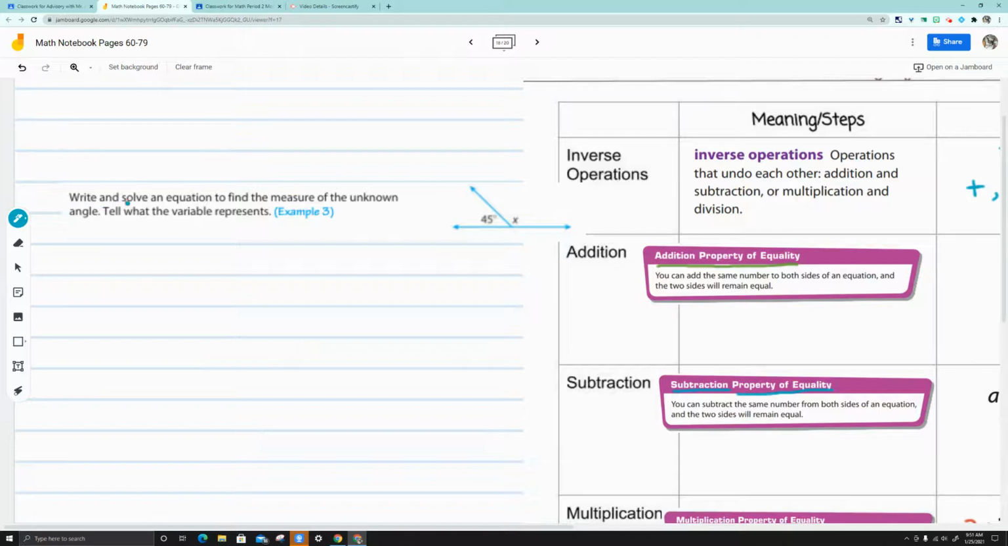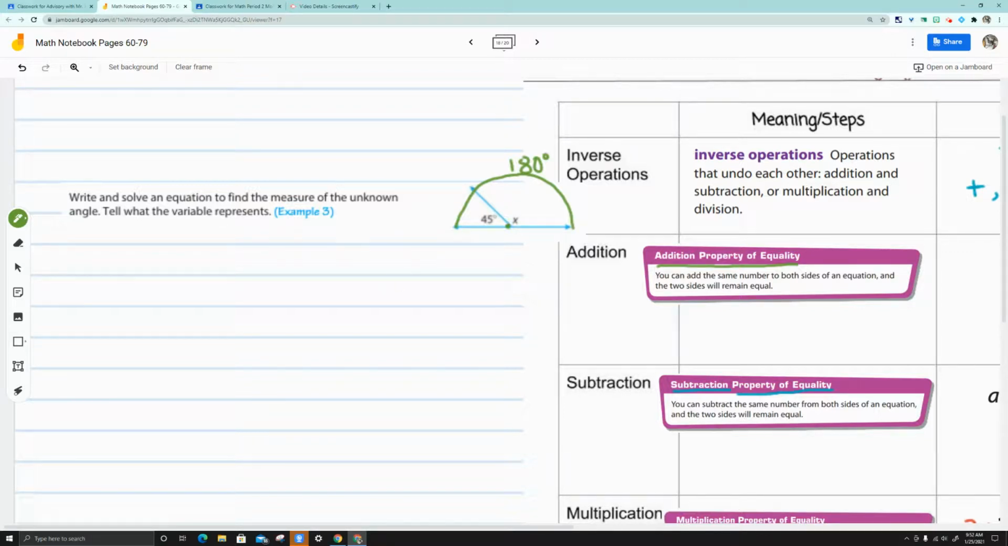So it says, write and solve an equation to find the measure of the unknown angle. Tell what the variable represents. Okay, so we have 45 degrees, we have x, and then we have this straight line underneath. Now, they don't tell you this in the problem, but this is 45 degrees. We don't know what that angle is. The entire angle of a flat line is 180 degrees. That's something that we need to know before we're able to solve this problem.